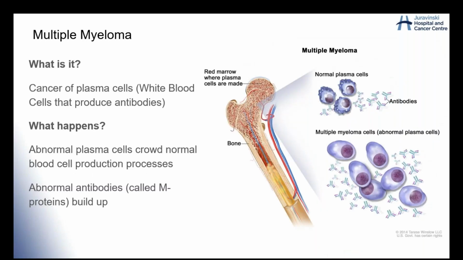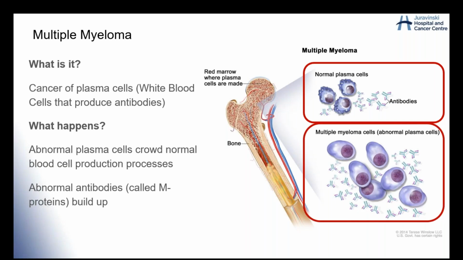Multiple myeloma is a cancer of the plasma cells, which is a type of white blood cells that produce antibodies. If you look at the right-hand side, you'll see these cells that are encircled in this red rectangle. These are white blood cells that fight infections, and they do that by making antibodies. Antibodies, you probably heard of them, are proteins that attach to pathogens and help the immune system fight them. What happens in multiple myeloma is that we get cancer of these plasma cells, so they become abnormal.